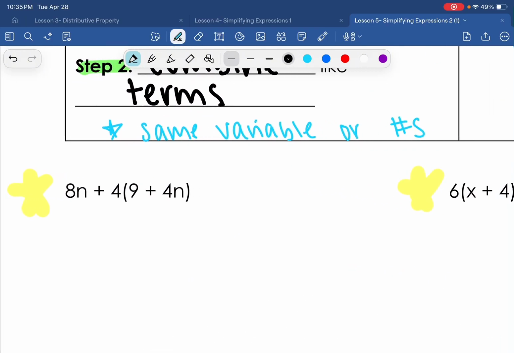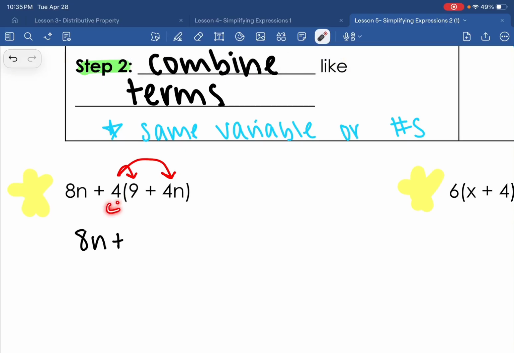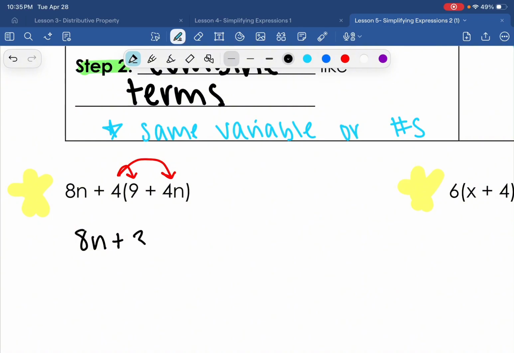All right, so by now you should have the 3 practice problems done on your own. So, first thing you should have done is gotten rid of the parentheses. So we need to share 4 to both terms inside. So we're going to rewrite. We have 8n plus, and then we have 4 times 9, which gave us 36. And then 4 times 4n, which gave us 16n.